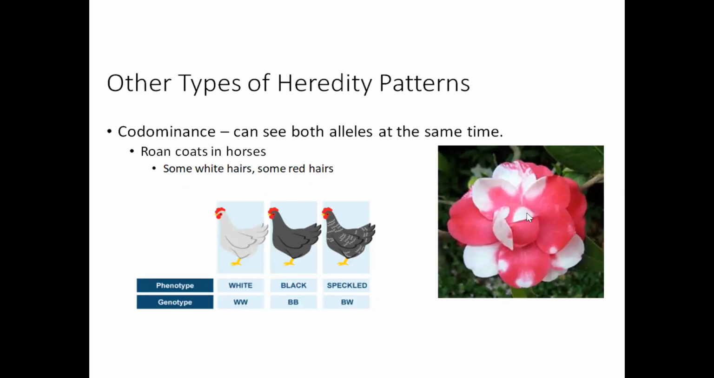We can see here a picture of a flower again, but in this case we've got pink and we've got white. So both the pink alleles and the white alleles are present and expressed in the phenotype. Roan cattle is a good example, and also we've got some chickens down the bottom here. Speckled is a combination of those two.